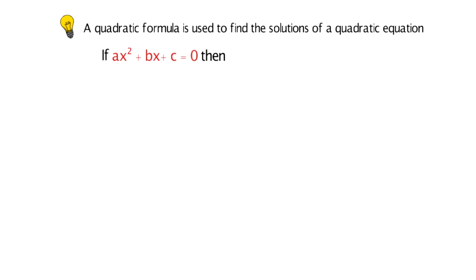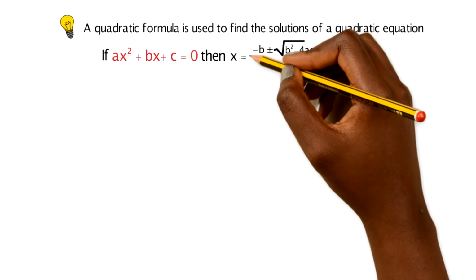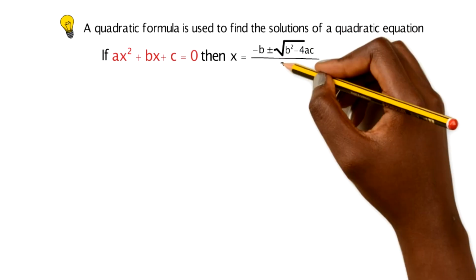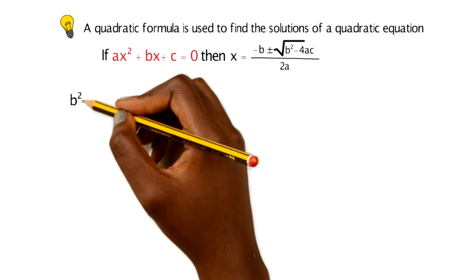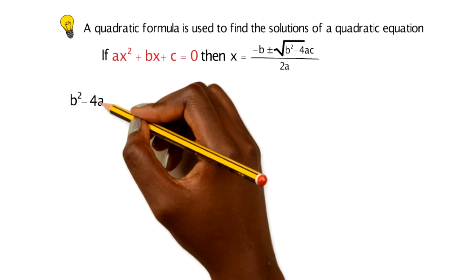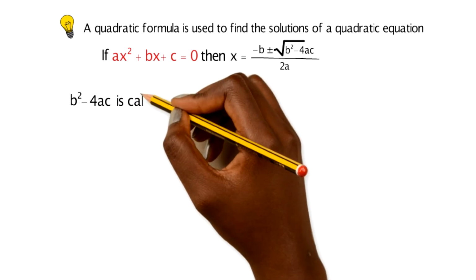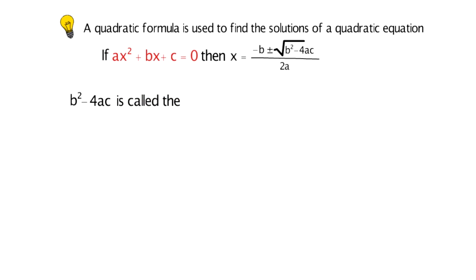But if that equation is equal to 0, then to work out its solutions, we use the quadratic formula, which is x equals minus b plus or minus the square root of b squared minus 4ac, over 2a. So the b squared minus 4ac is something that we call the discriminant. Anytime that you hear the discriminant, that is basically that.